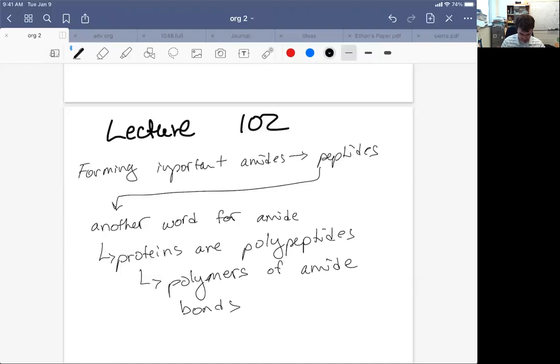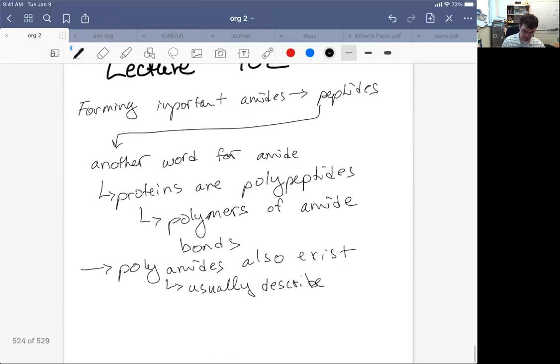Now, that's interesting. Why wouldn't they just call them polyamides? Polyamides also exist, and that's another useful term, but polyamides usually describe industrial amide polymers. Okay, so let's get back to polypeptides.